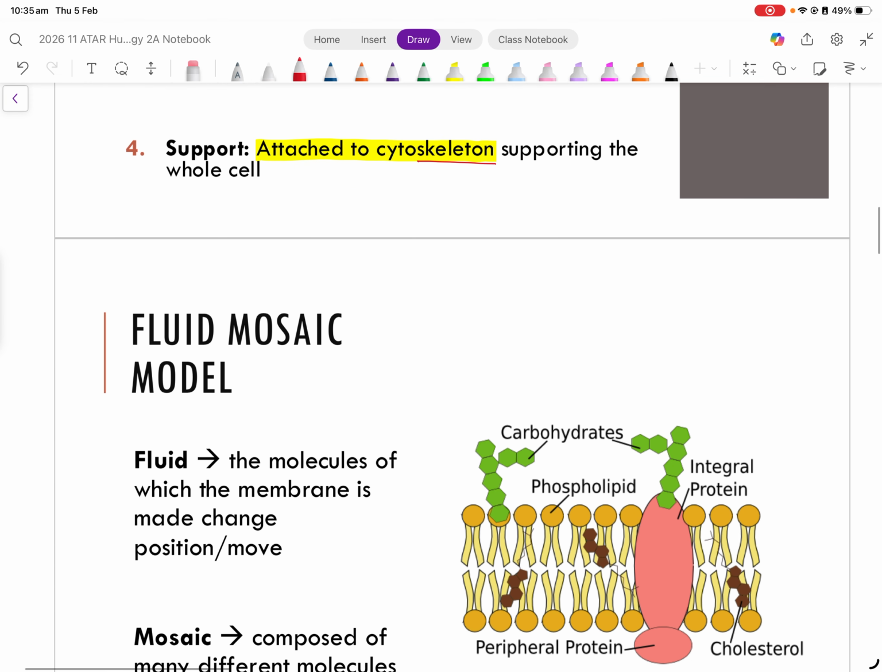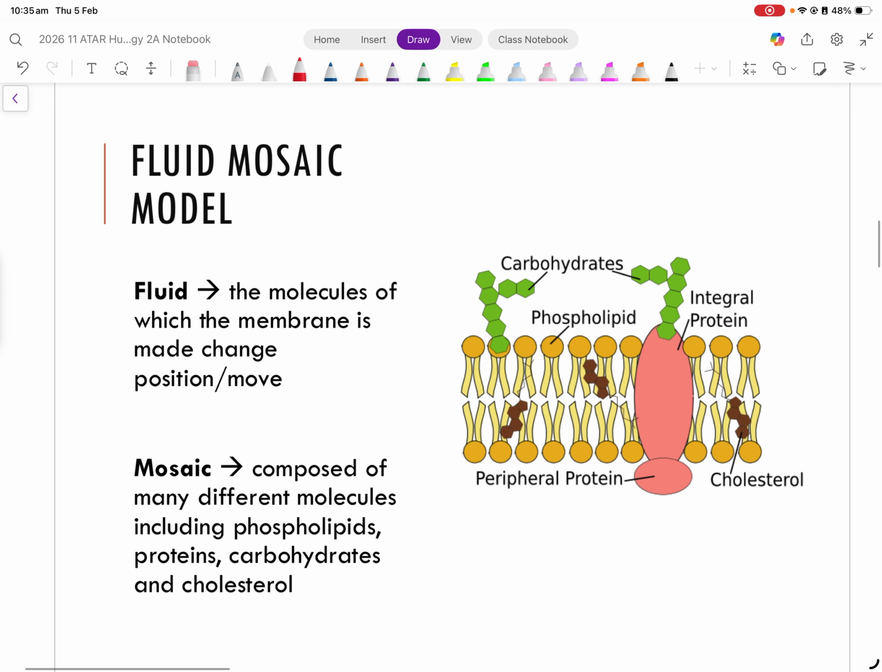So now that we've had a go at describing some of the functions, let's talk about the cell membrane itself and what that would actually look like on a day-to-day basis. Now, something that's commonly used to describe the cell membrane is this fluid mosaic model. Now, all this means is fluid, I want you to think of something that is constantly moving, okay? It's changing position, it's on the move, it's never staying perfectly still, okay? And when we're talking about mosaic, all that we're saying is it is made up of many different molecules. And these are the things that we're going to talk about in this lesson. So phospholipids, proteins, carbohydrates, and cholesterol.